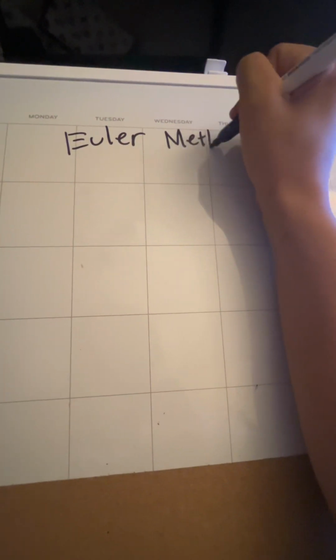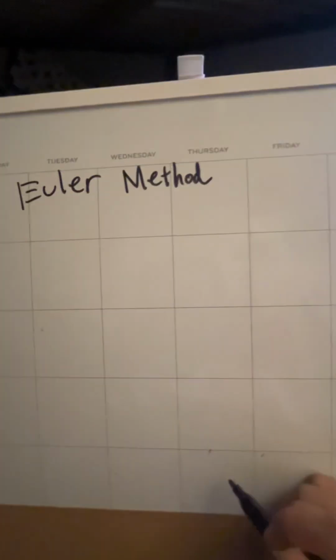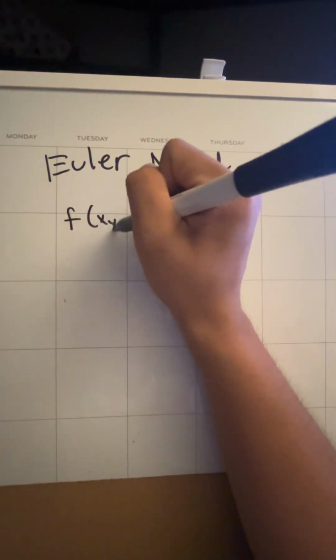So we'll be going over what is called the Euler method. The Euler method is not hard at all to explain, but it's an approximation of a function given some information. So I'll first go over what f of x, y means.